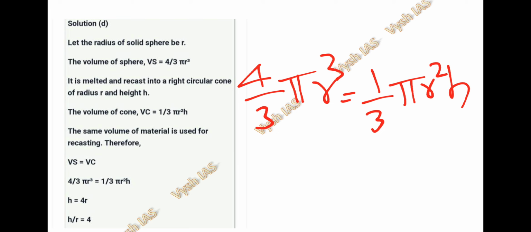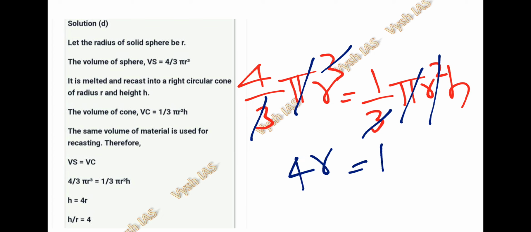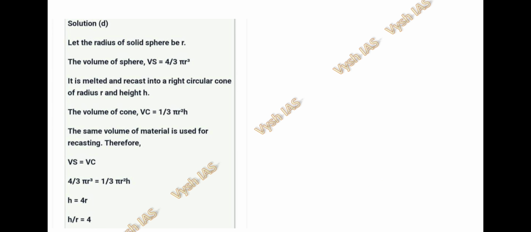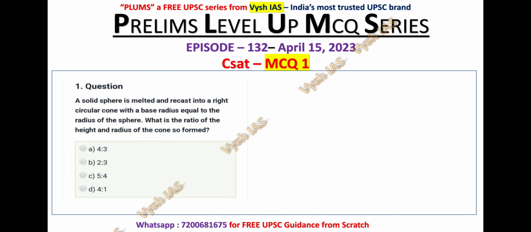They have asked us to find the ratio between height and the radius. If you calculate this equation, 3 and 3 get cancelled, pi and pi get cancelled, r square and r square get cancelled, and the remaining is 4r is equal to h. h by r is nothing but 4:1. So the ratio which we got is 4:1. That is option number D, the correct answer for question number 1.